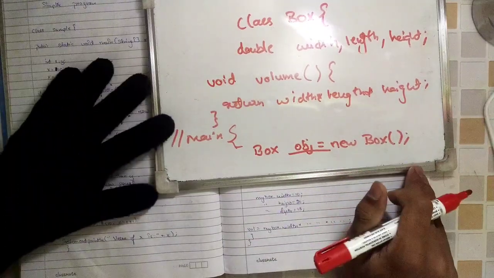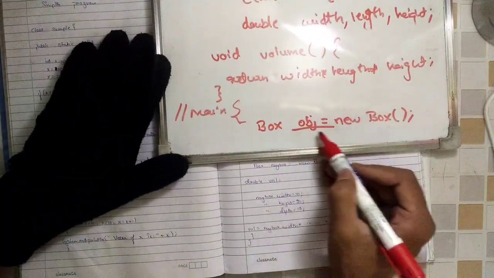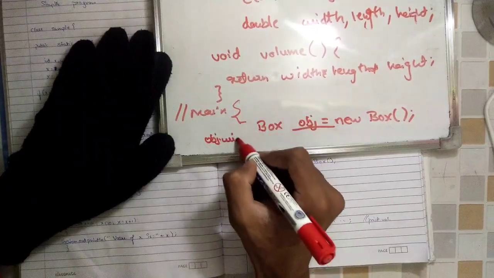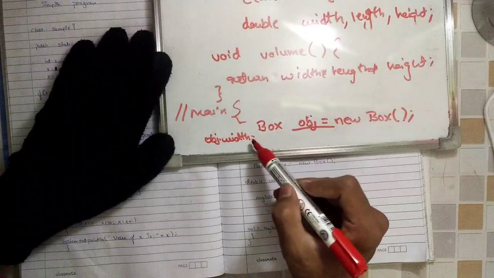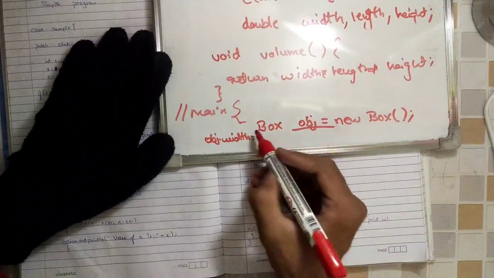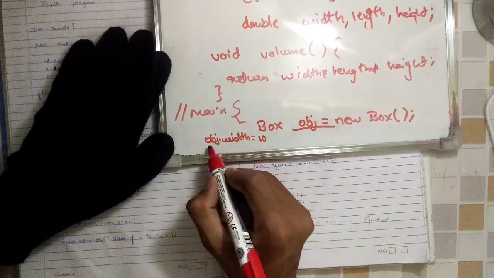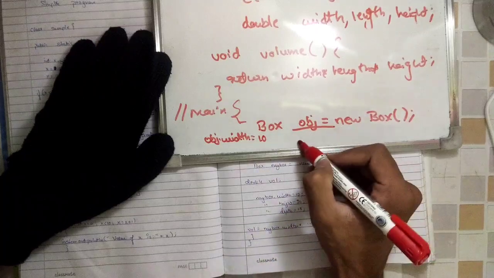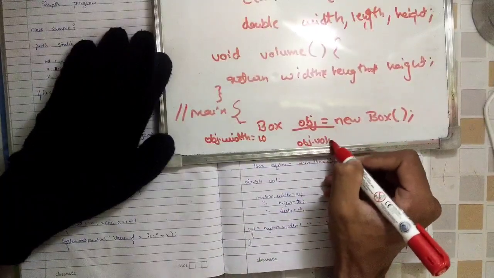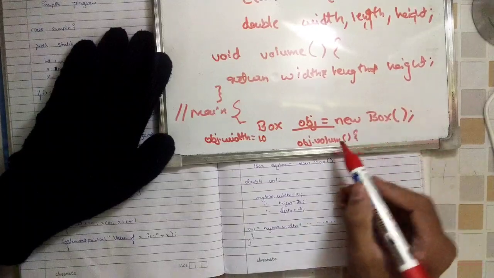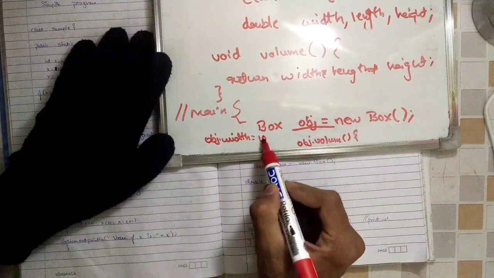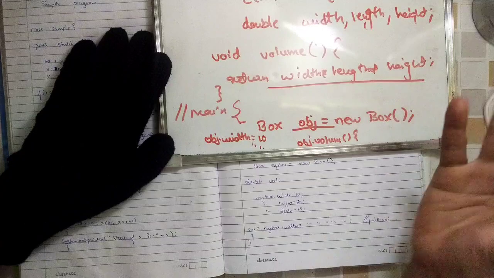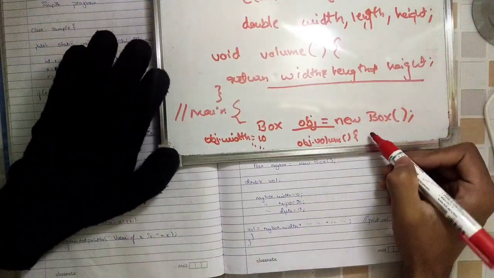Now two ways are there for writing. Either after writing Box obj is equals to new Box, I can one by one write obj dot width equals to 10. Same way for length I have to write obj dot length equals to 10, then obj dot height equals to 10. Then I write obj dot volume. If I call this, I will get the values whichever I wrote here; they will be passed in this function one by one, and the calculation will be done and returned. Now it won't print because you have not written the printf statement.